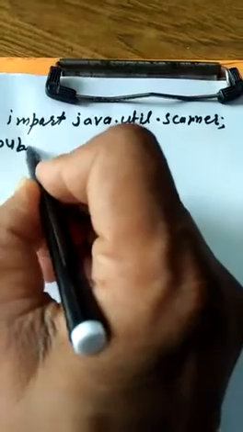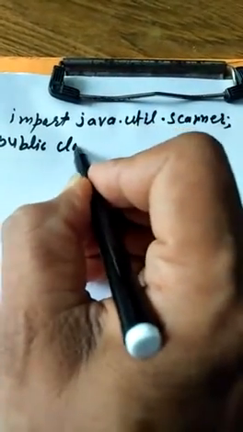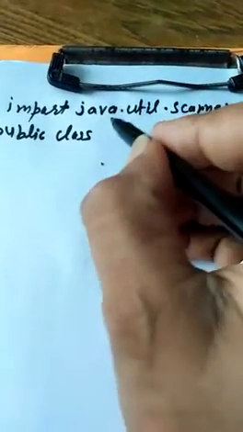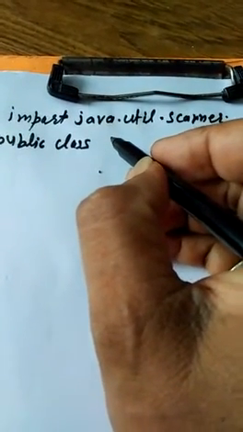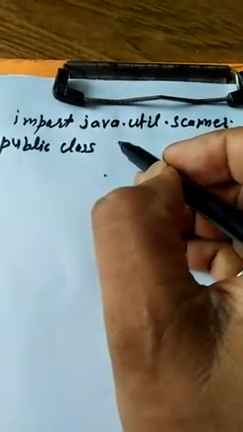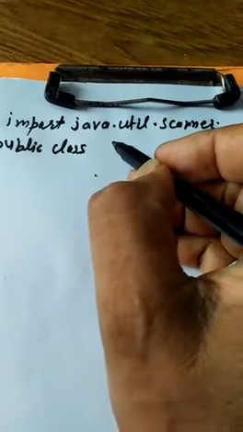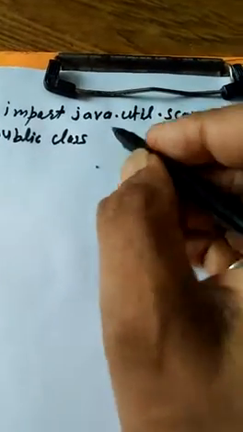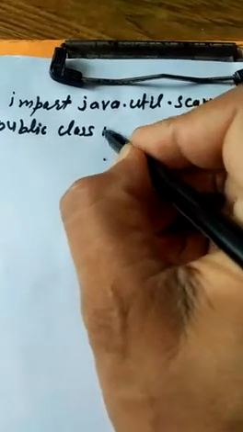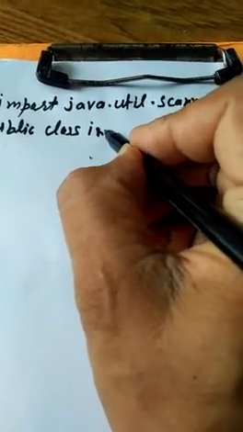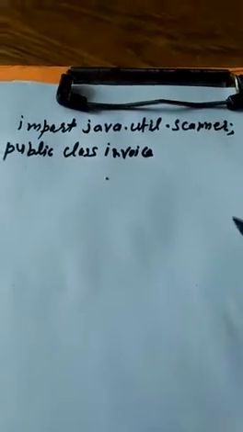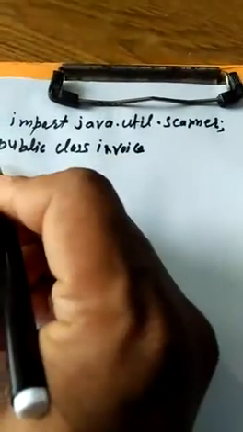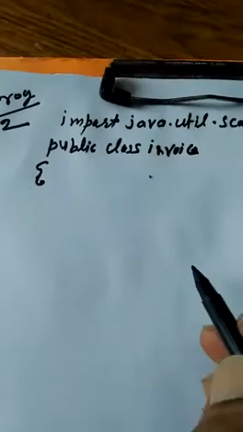Public class, and then you can use any name according to the question. Suppose we write here Invoice, because we have to make the invoice, then open brace.